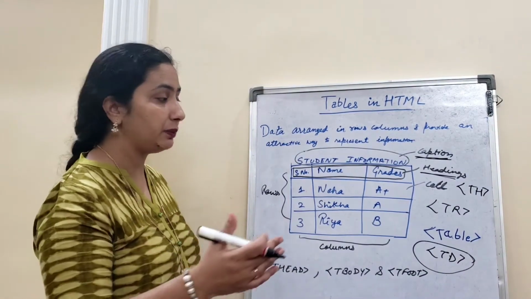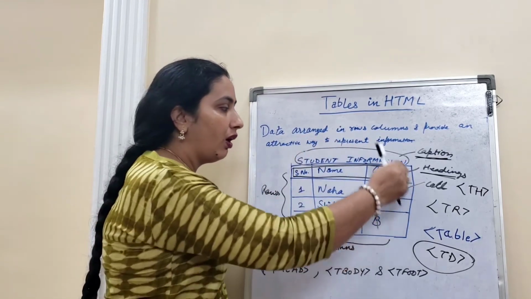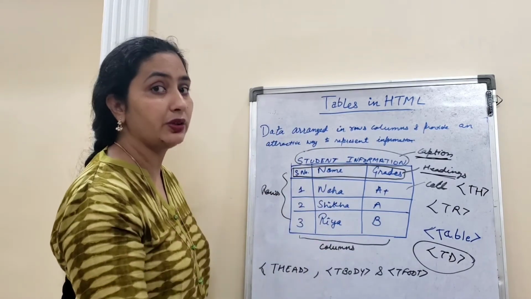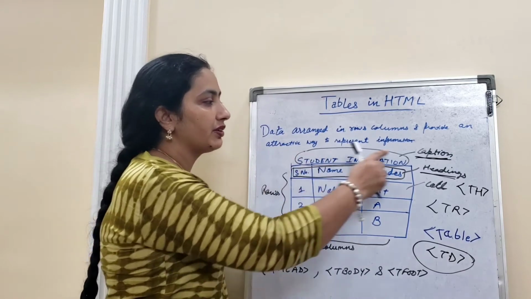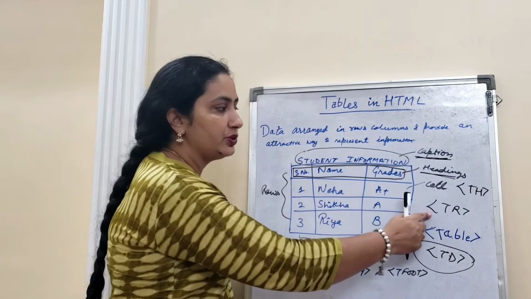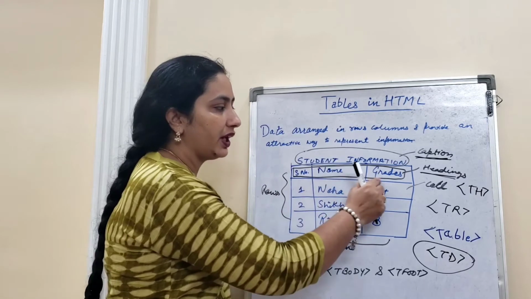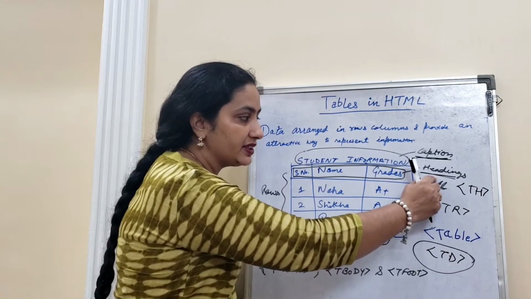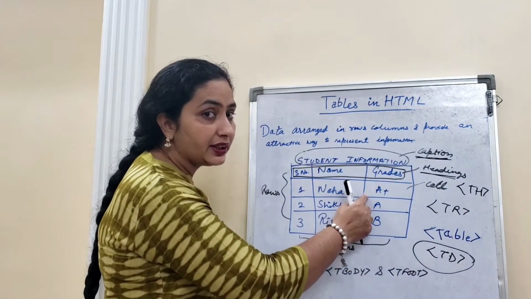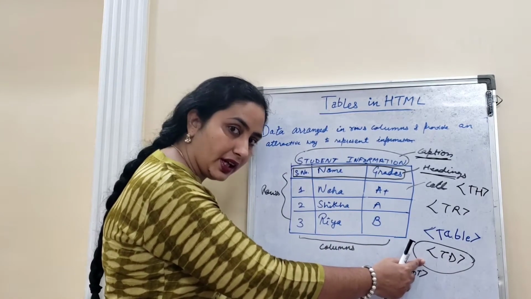Okay. Once again I am repeating these things. For writing the heading of the table, all information regarding the table, what you are going to create, what data you are going to enter in that table, you can write with the help of the caption tag. To make rows, you can use the TR tag. To give headings of the table like serial number, name, grades, for that you can use the TH tag. To enter the data in the cell, you can use the TD tag. TD stands for table data.